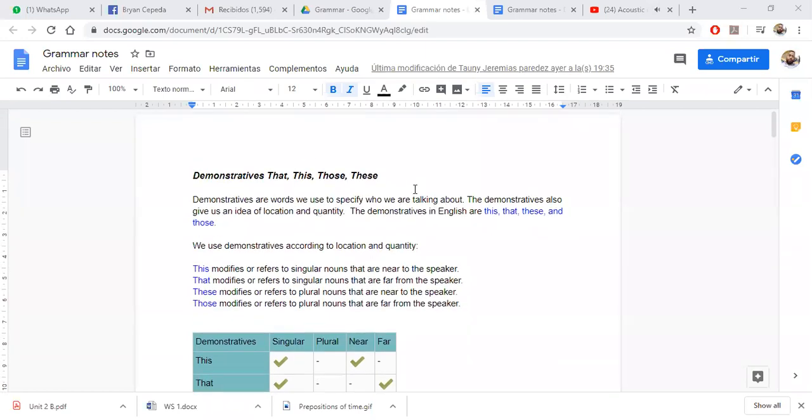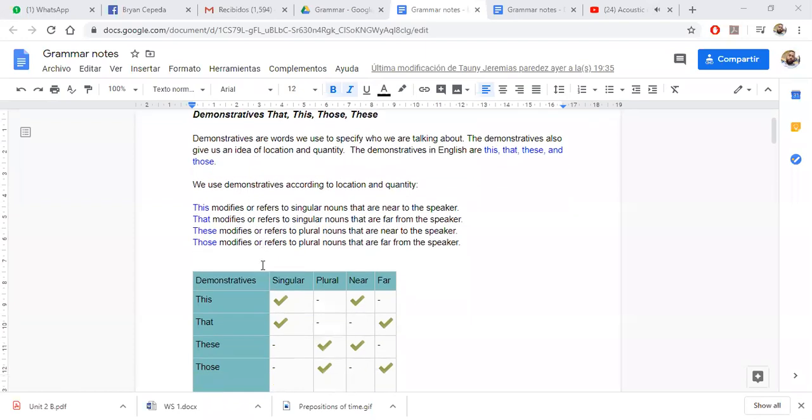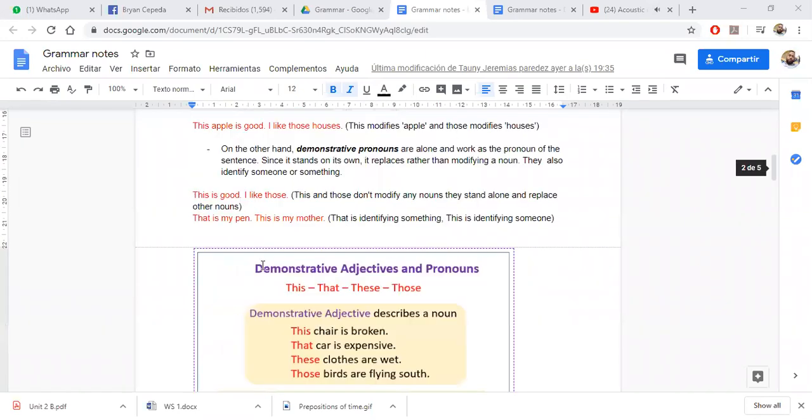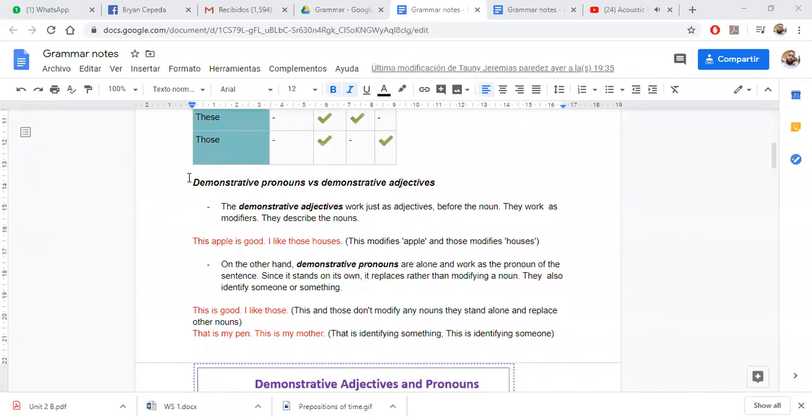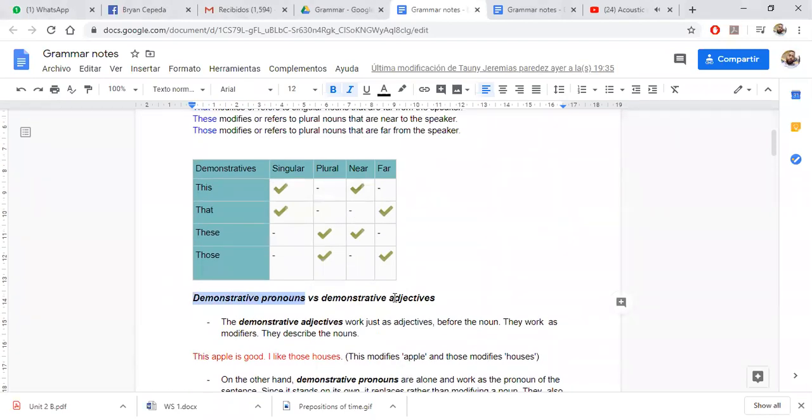Today we're going to be seeing demonstrative pronouns. We have that, this, those, and these. Okay? So we have demonstrative pronouns and demonstrative adjectives. There is a difference between them, so we're going to be seeing both of them.